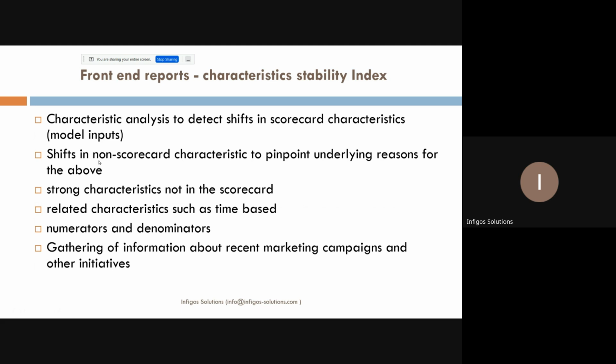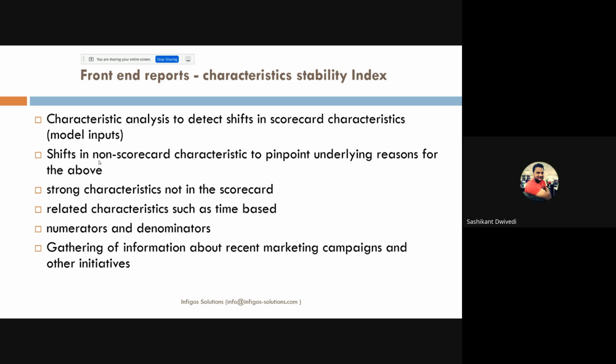These variables should be very strong, but not in the scorecard. For instance, age and time at address. If you see there is a problem with age, you want to see time at address also. This kind of analysis needs to be done. You need to look at the numerator and denominator of the index which is misbehaving.